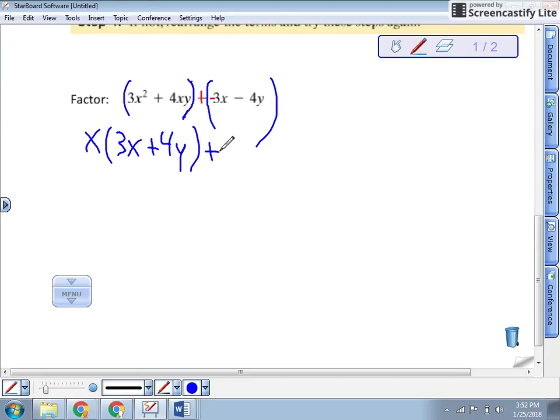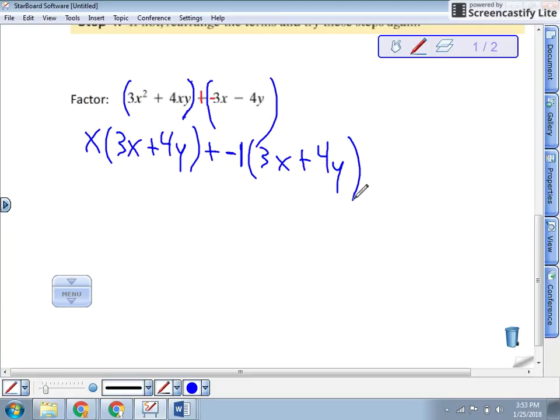All right. Now what can I take out of there? Well, I really can't take anything. I'm going to take out the minus sign. All right. So I'm going to take out a negative 1. All right, so when I do that, I take out a negative 1. That makes that first term positive 3x, and that makes that a plus 4y.